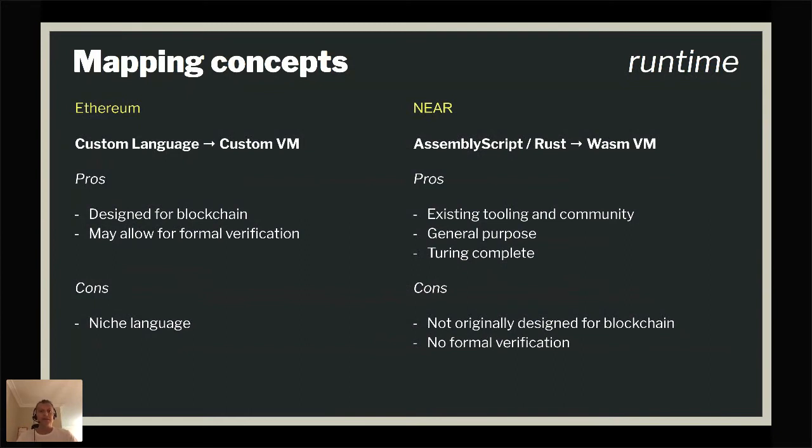With NEAR, AssemblyScript and Rust are compiled to the WASM VM. The pros here are that you're using established languages like Rust, and there's a low barrier to entry in AssemblyScript if you're coming from front end dev. But you're compiling to WASM, so you're getting the benefits of transferability, and you're learning these technologies that you can use elsewhere. You've got this massive community, and mature and maturing tools. So that's the benefit.